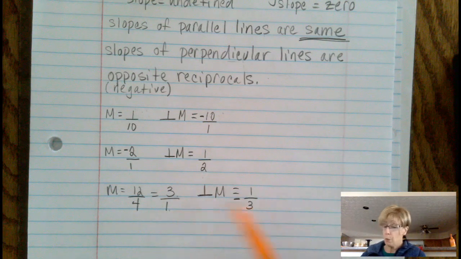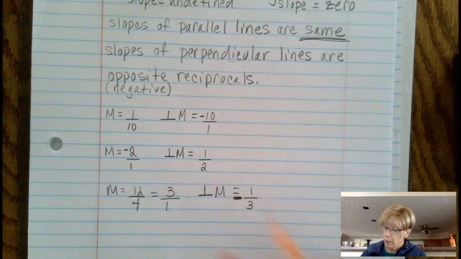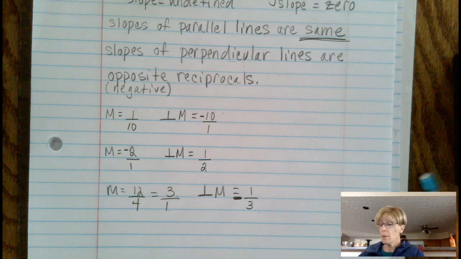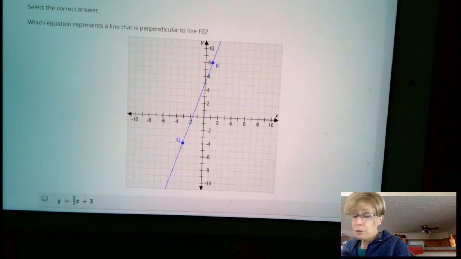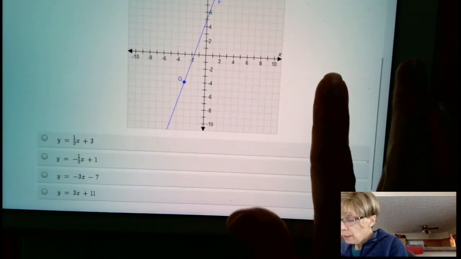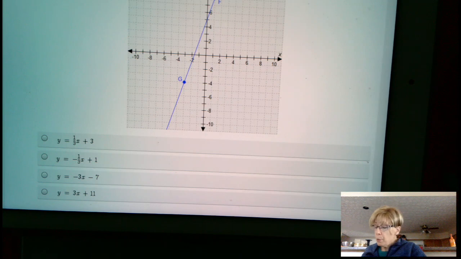Once we do that with this particular problem, let's look and see what our options are. There's only one answer that has a slope of -1/3, which is this one.